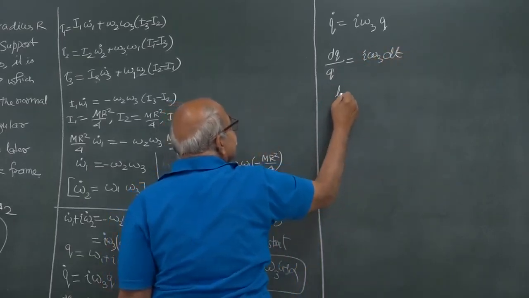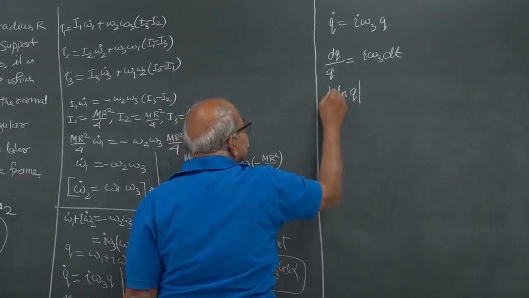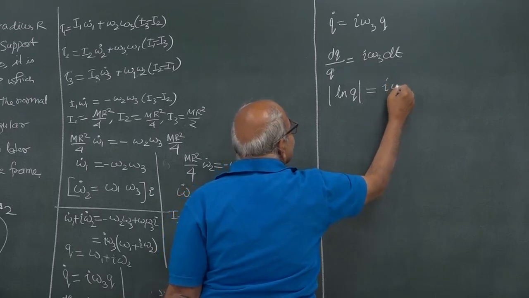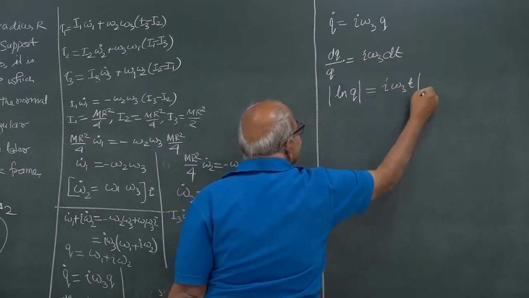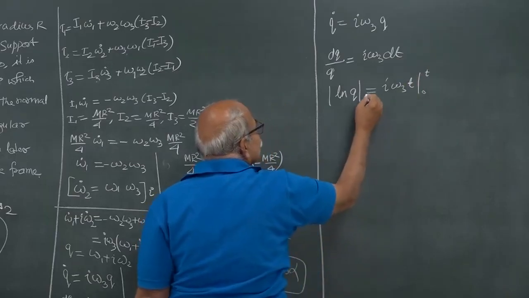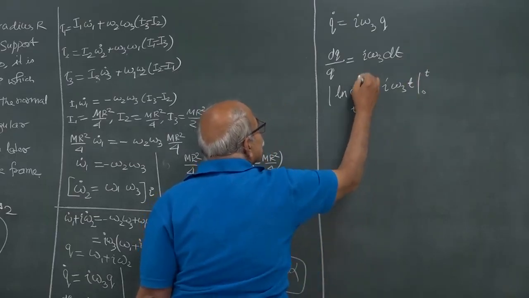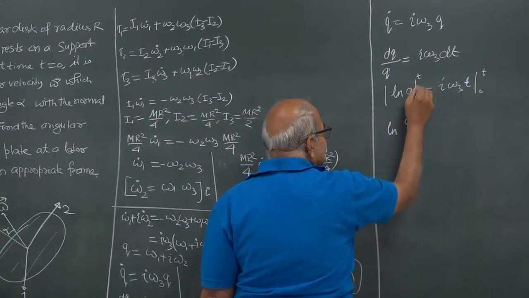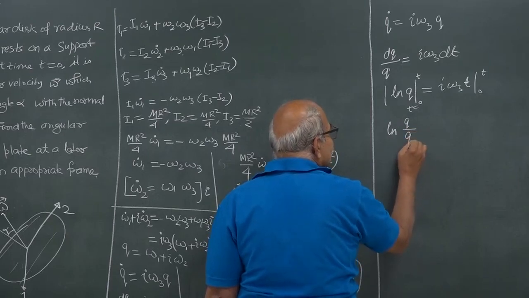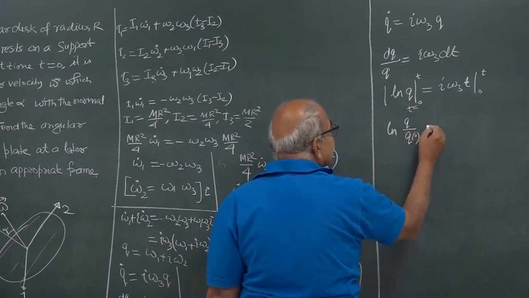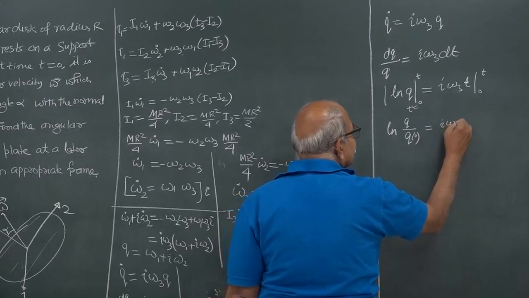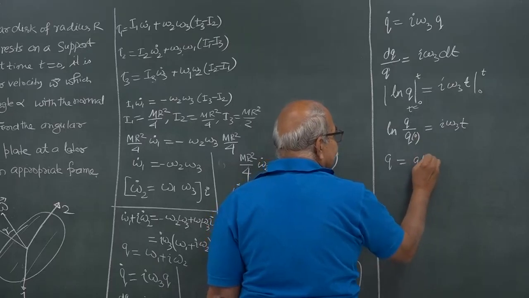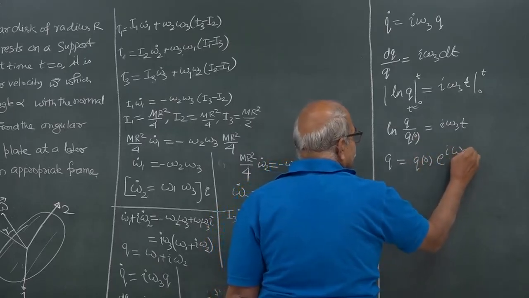So, integrate: ln of q, from t equal to 0 to t, ln of q at time t, which I write q, divided by q at time t equal to 0, is equal to i omega 3 t, and hence q is equal to q at the initial time times e to the power i omega 3 t.